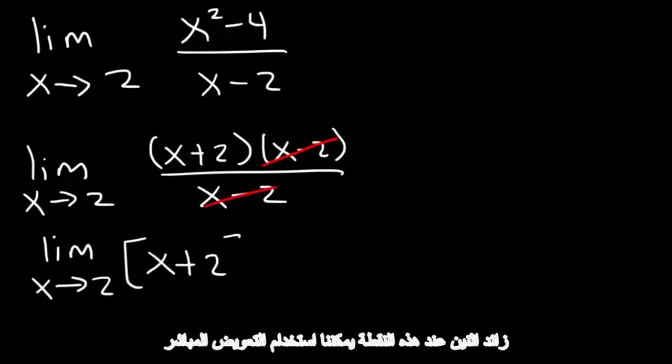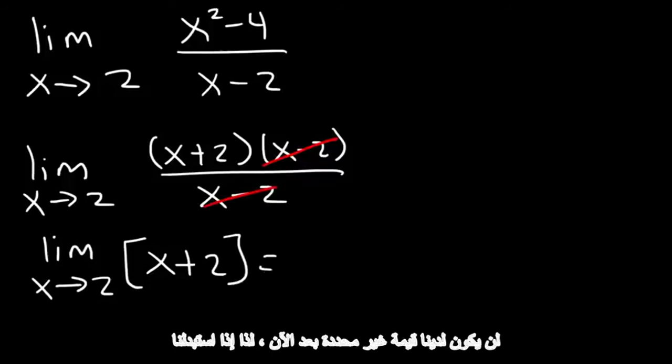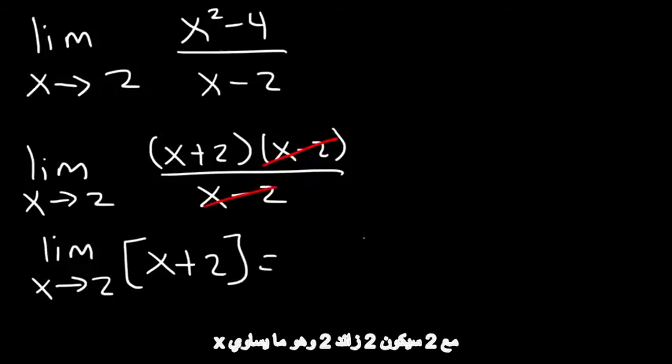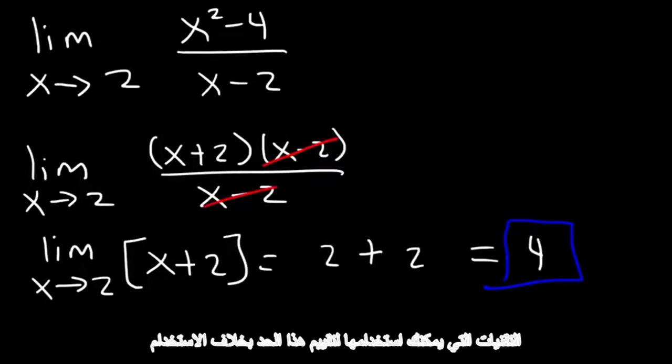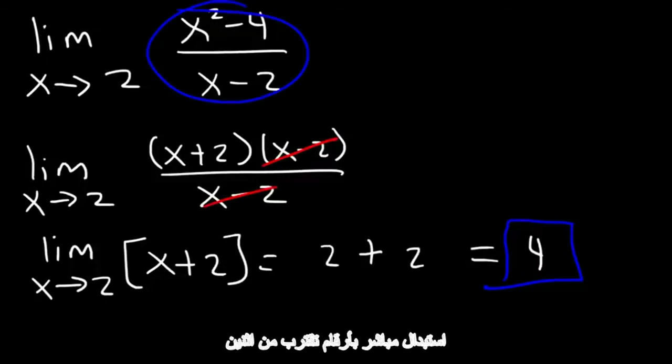At this point, we can use direct substitution. We're no longer going to have an undefined value. So if we replace x with 2, it's going to be 2 plus 2, which is equal to 4, which confirms our previous answer. So sometimes there are certain algebraic techniques that you can use to evaluate this limit, other than using direct substitution with numbers that approach 2.